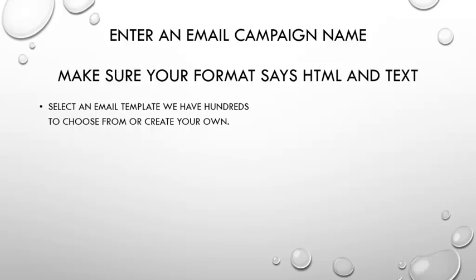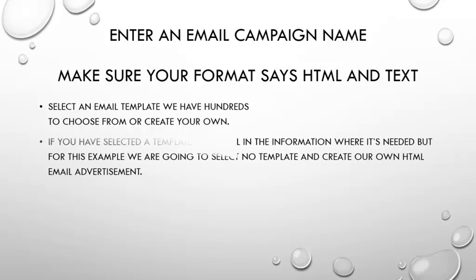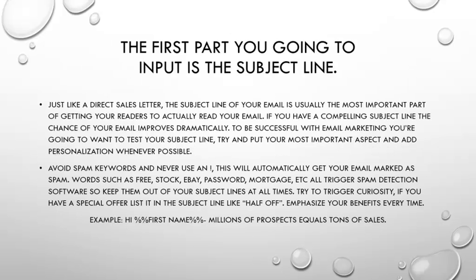Select an email template. We have hundreds to choose from, or you can simply create your own. If you selected a template, all you have to do is simply fill in the information where it's needed. But for this example, we're going to select no template and create our own HTML email advertisement. The first part you're going to input is the subject line.